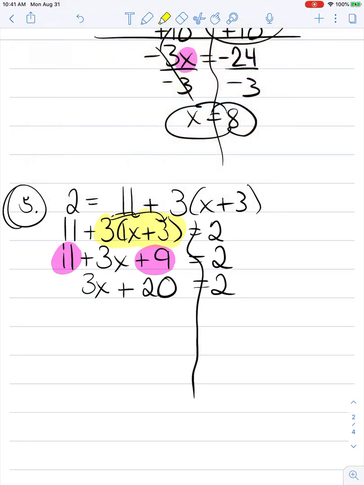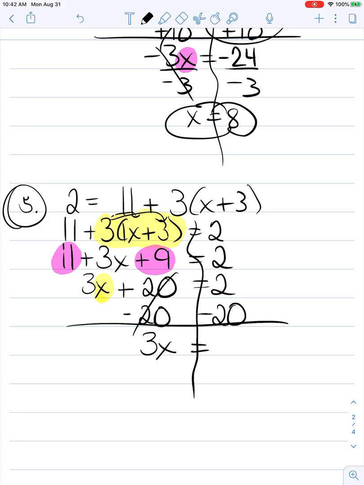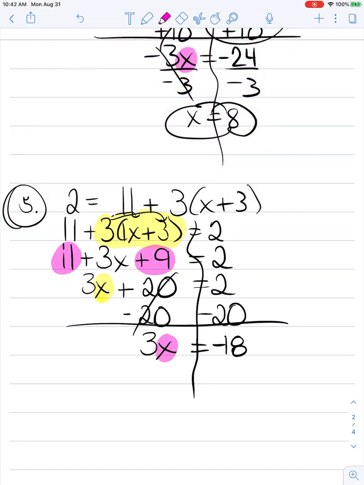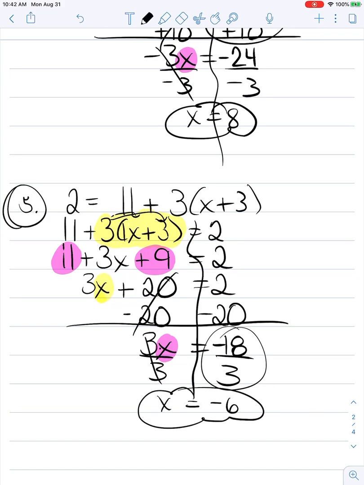And now I've just got a two-step equation, so I'm going to do inverse operations. The opposite of plus 20 is to subtract 20 from both sides. So I'm left with 3x equals 2 minus 20, 20 minus 20 cancels. 2 minus 20, signs are different, so I'll subtract, keep the sign of the bigger number, so negative 18. And then I notice that I still need to get rid of that times 3, so I'm going to divide both sides by 3. So x equals negative 6, because negative 18 divided by positive 3 is negative 6.